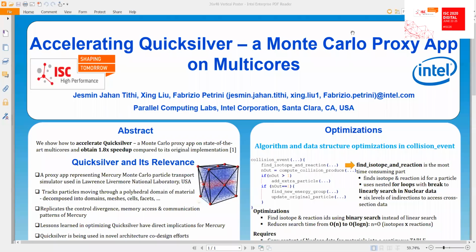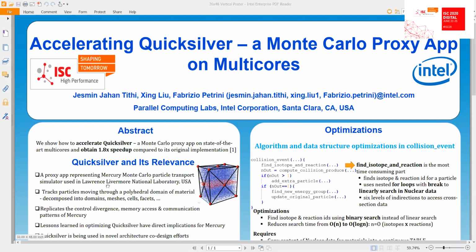Hello everyone, I am Jesmin and I'm going to talk about how to accelerate Quicksilver, a proxy app for the Mercury software package that simulates the Monte Carlo particle transportation problem, to achieve 1.8x speed up on the state-of-the-art multicores compared to its original implementation.